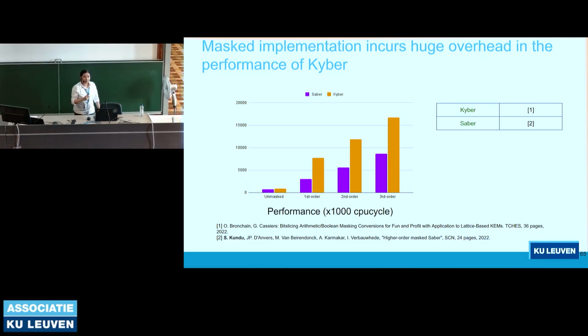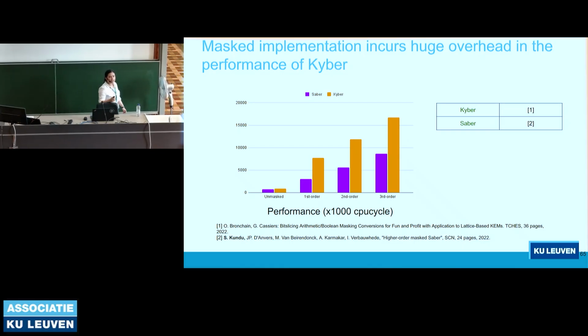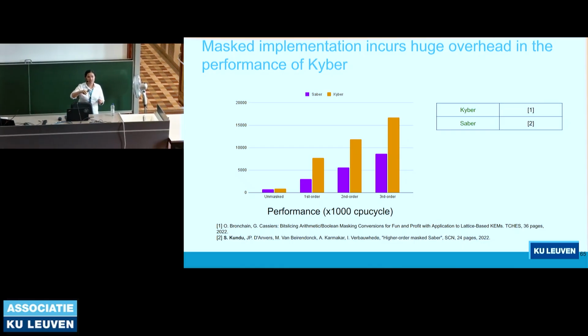It's T. Instead of T, I'm putting 1, 2, and 3. How many shares I'm using? Normally shares are used to prevent the attacks. So we use T plus 1 shares to prevent against T order attack. So this first order has 2 shares, second order has 3 shares, and similarly it increases.